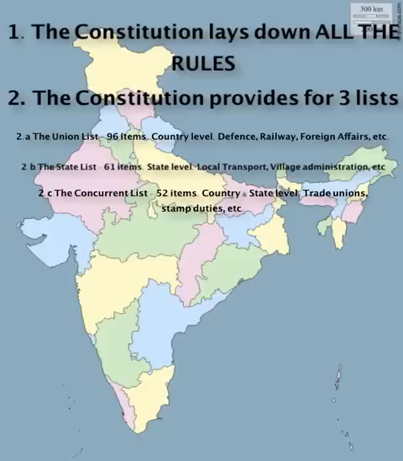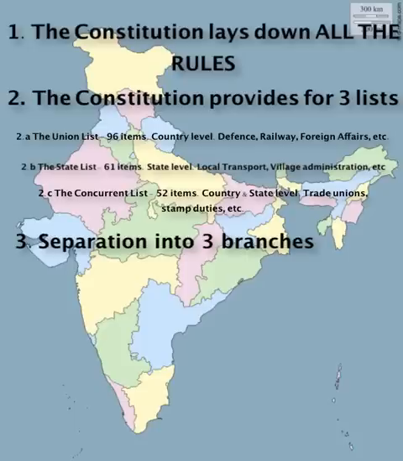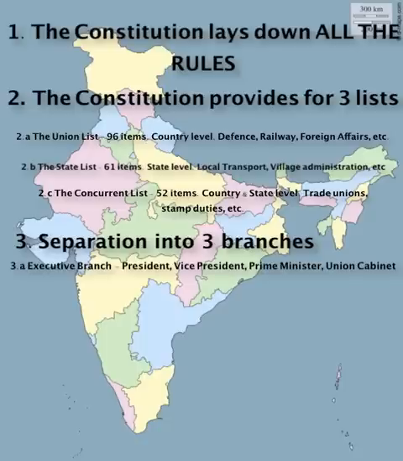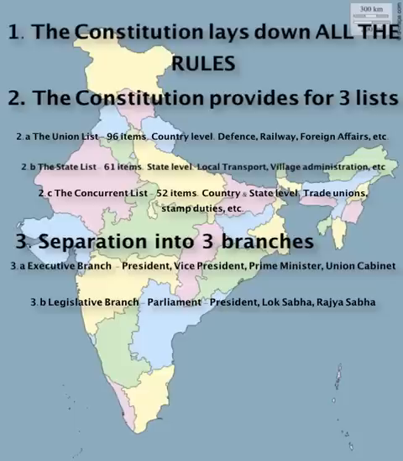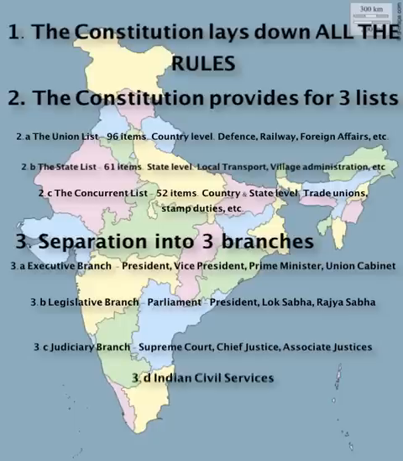Lastly, we need to remember that the Constitution virtually separates the government into 3 distinct branches: the executive branch, which is made up of the President, the Vice President, the Prime Minister, and the Union Cabinet; the legislative branch, which is the Parliament, which consists of the President, the Lok Sabha, and the Rajya Sabha; and lastly, the judiciary branch, which consists of the Supreme Court and the Chief Justice along with the 25 other associate justices. Apart from these 3 branches, the Constitution has also laid out the provision for the Indian civil services. We will touch upon these more when we talk about the duties of the Rajya Sabha.